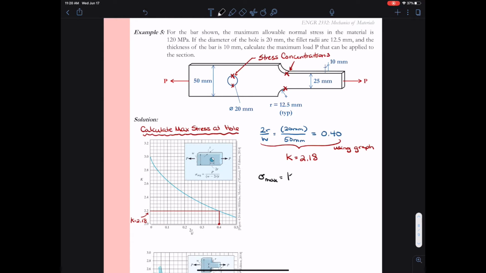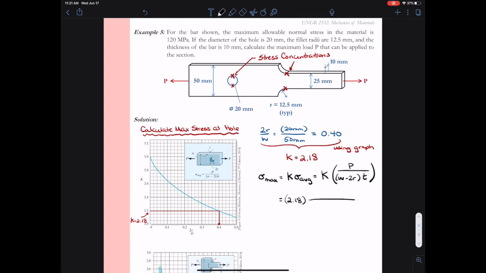Now we can calculate the maximum stress. The maximum stress is equal to k times the average stress. In this case, the average stress, if we look at the little insert on the graph, is equal to P divided by (W minus 2R) times T. So remember, this was the average stress for that reduced area around the hole.